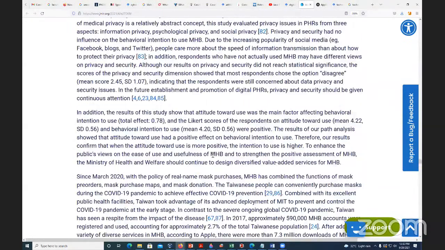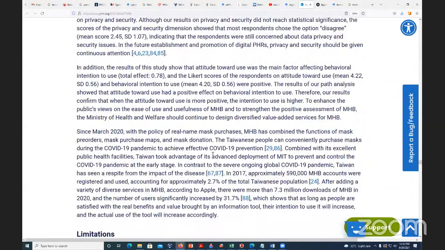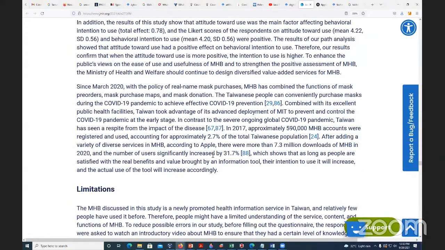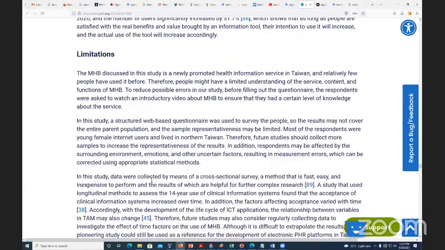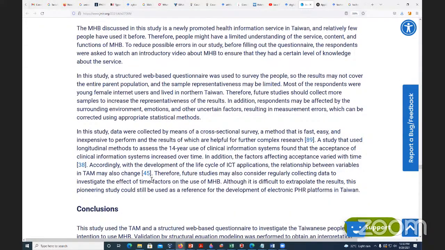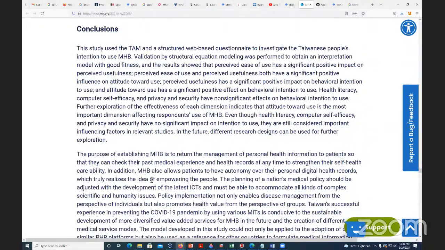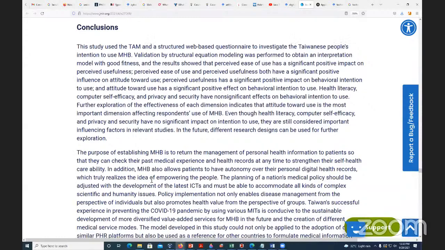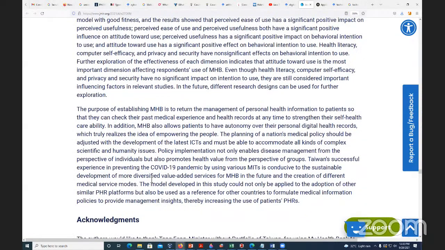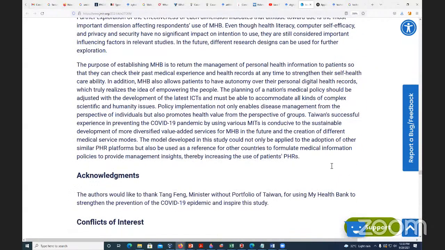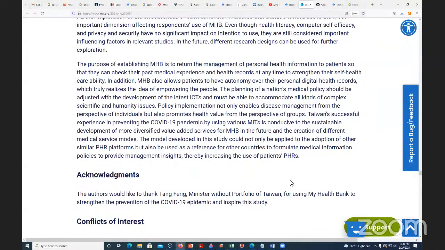I'm actually wondering if people actually use this, because this was about the intention to use. I'm wondering if there's any follow-up study, like did people actually use this to purchase masks? That's one thing I'm not too sure about. I'm reading this and I don't know, and it'll take a little while to find out. But the point is, this is actually interesting.